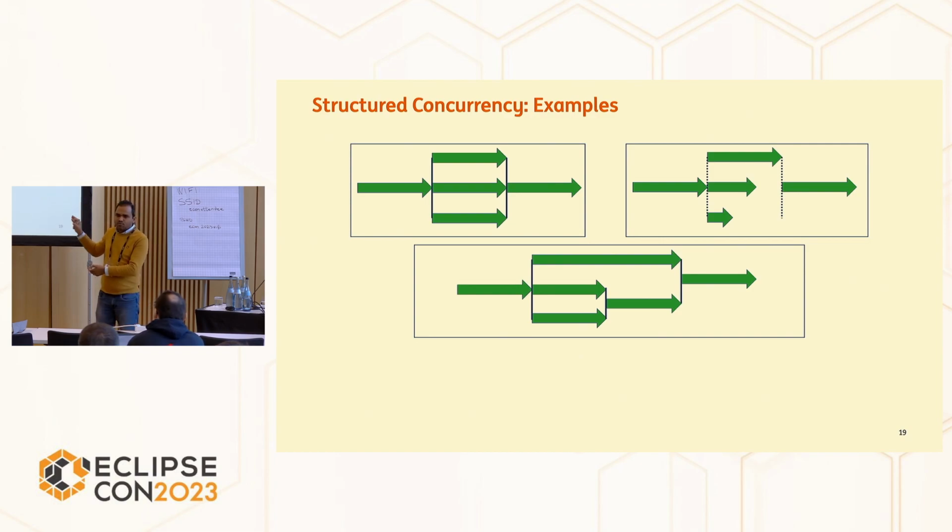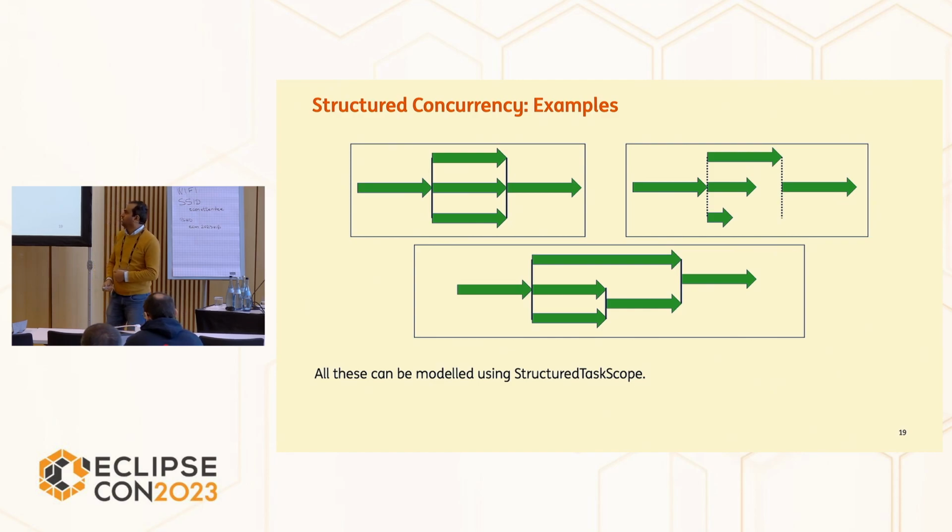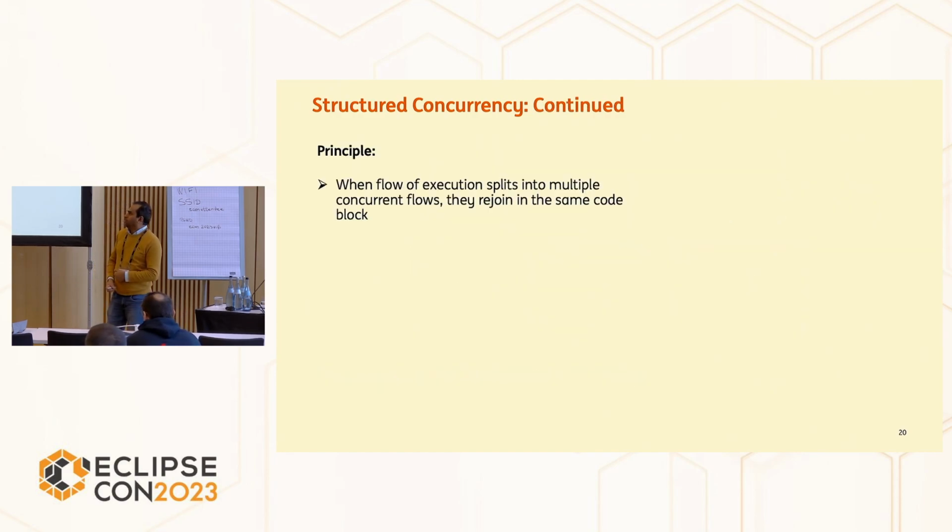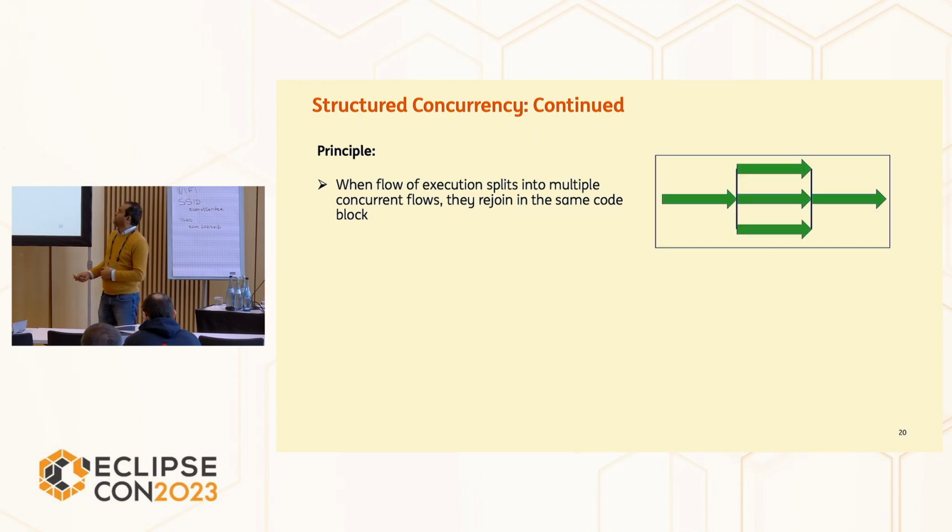Now, all of these examples can be implemented using structured concurrency. In fact, they can be implemented using StructuredTaskScope, the new API that is available with Project Loom. And we will see some examples of these later on. Now, the principle behind structured concurrency is that when the flow of execution splits into multiple flows, they rejoin in the same code block. What we see here is you have the main task and 3 subtasks, and then they join when all of them are finished, and you continue with your main task, right? So in the implementation in code, you will see that the fork and join happen in the same scope.